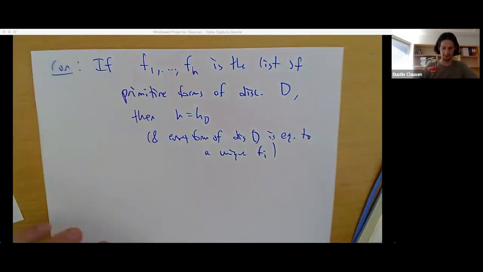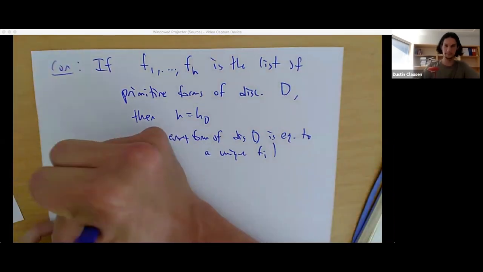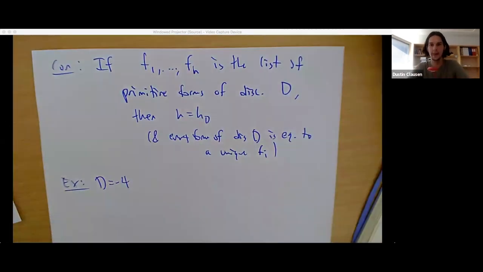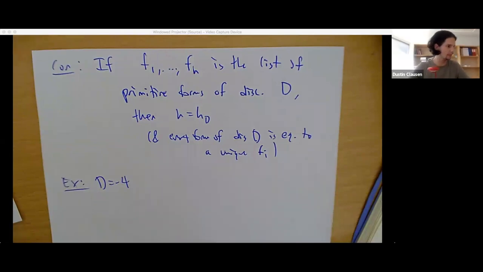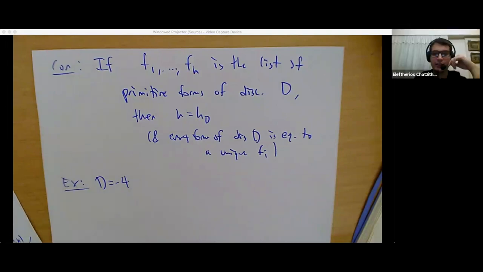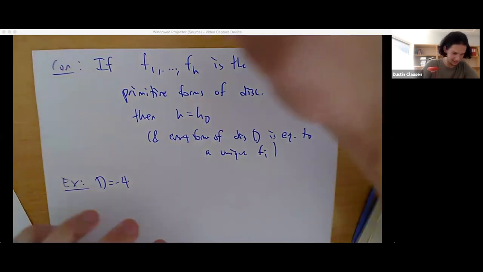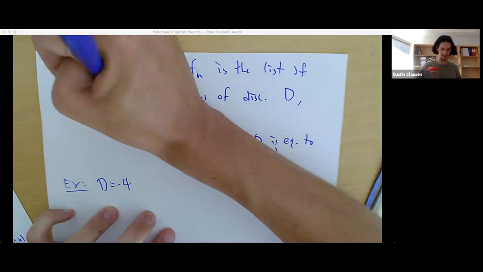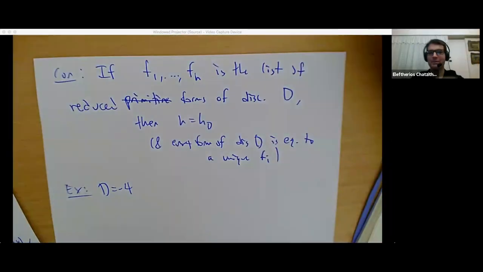So let's do an example. Our favorite example, D equals minus 4. Yes, Eleftherios. What do you mean by a primitive form? I cannot recall at the moment. What's the word I used? You mean reduced. Sorry, primitive is the wrong word to use. Primitive means something else. Sorry, guys. I hope I didn't make that mistake earlier. No, yes, I meant reduced. Thank you so much for catching that. Primitive actually means something entirely different.